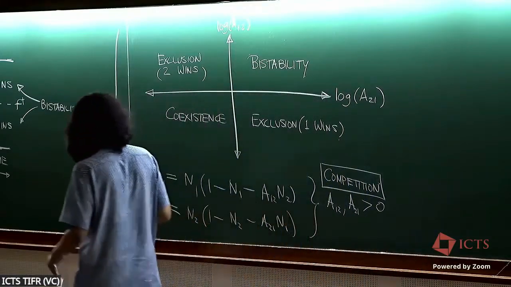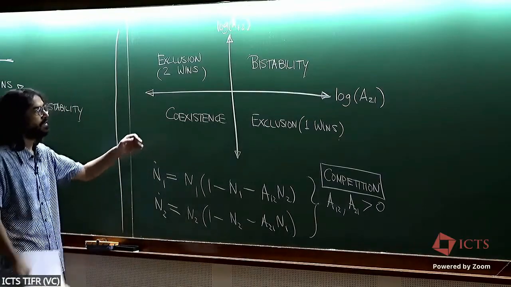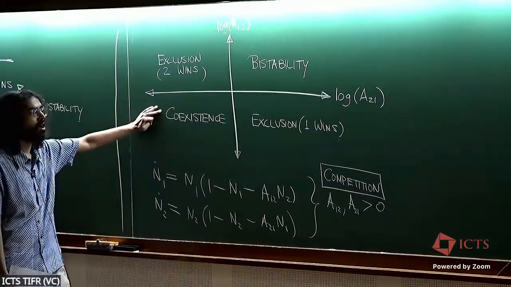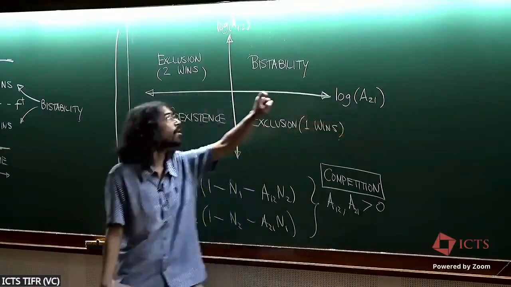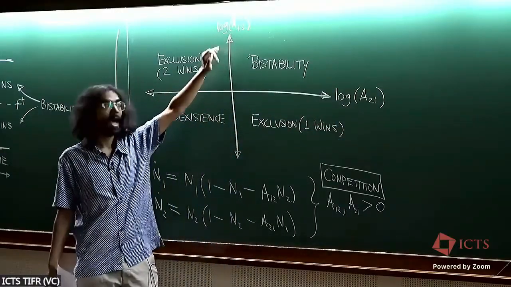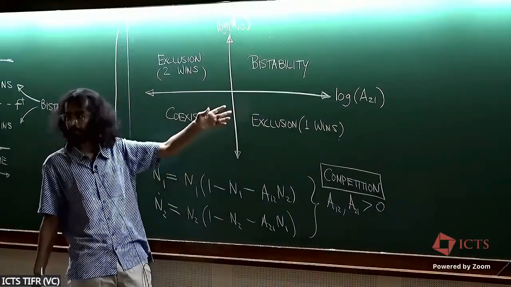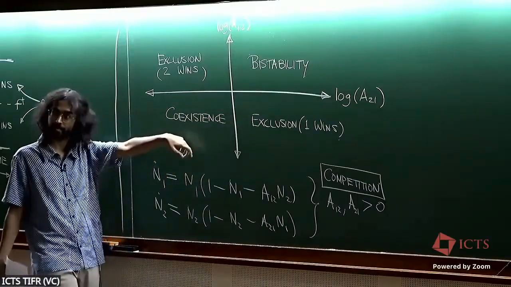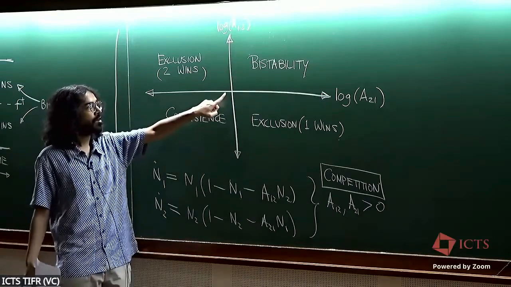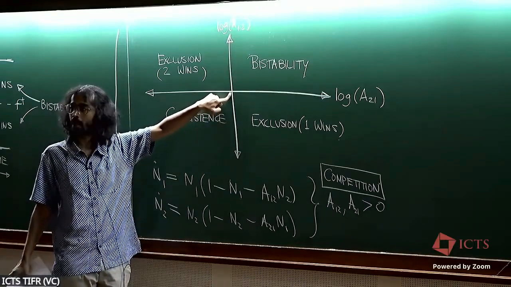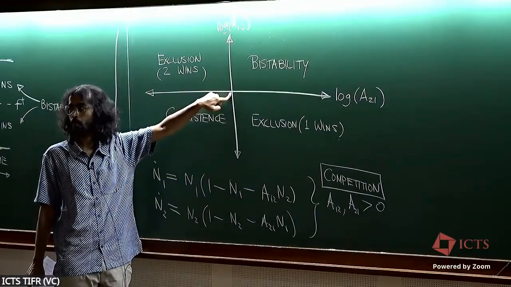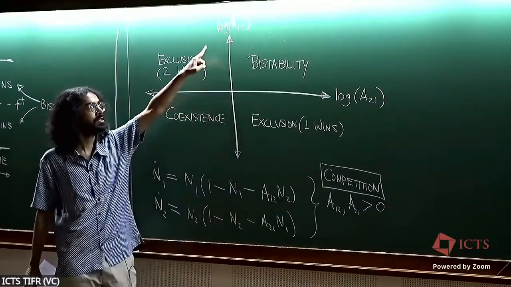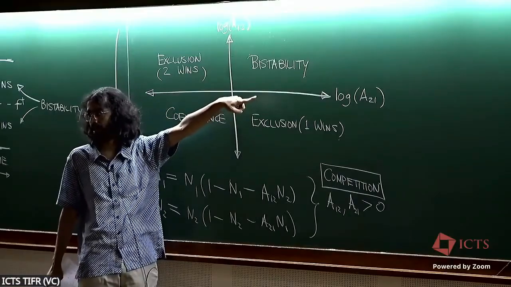Okay, and so really what we'll see in the rest of this class is that based on the values of A21 and A12, we're going to have these 4 or 3, based on how you count it, outcomes that are possible. Just to orient you, what point here does the origin mean? 1, 1, right? So this is just logs of both of these interaction parameters.